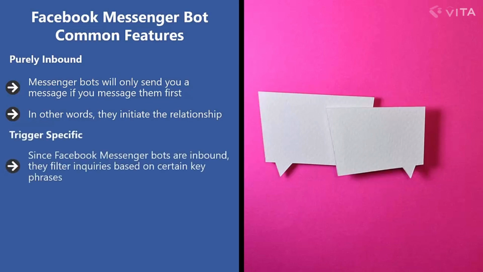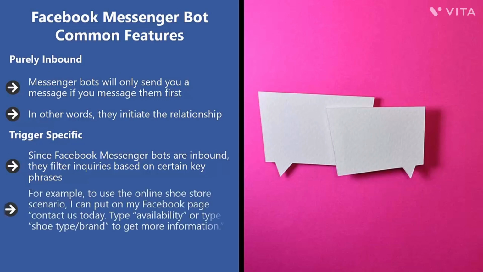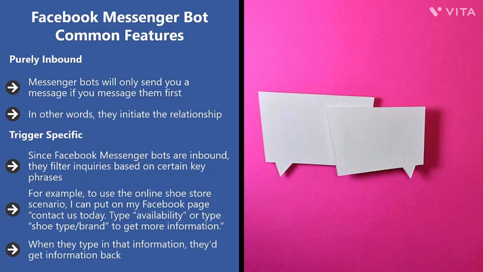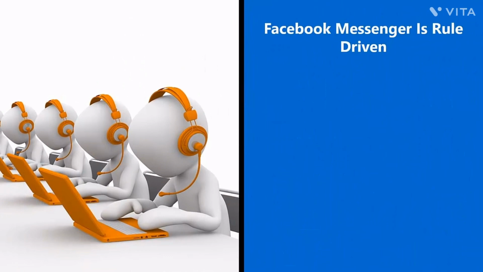Trigger specific. Since Facebook Messenger bots are inbound, they filter inquiries based on certain key phrases. In many cases, Facebook page operators would give a short menu of trigger words to potential customers engaging with their Facebook Messenger bot. For example, to use the online shoe store scenario, I can put on my Facebook page, "Contact us today, type availability, or type of shoe, type brand to get more information." Basically, I'm giving a cheat sheet to prospective buyers on how to use my Facebook Messenger bot. When they type in that information, they'd get information back. If they type the wrong information and it doesn't prompt the right feedback, I can put a generic catch-all message that notifies them that I read all engagements, and once regular business hours resume, I will get in touch with them through Facebook Messenger.